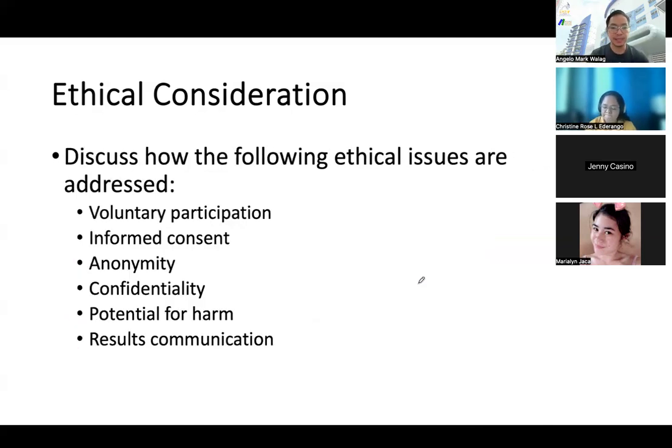Okay? So here are some things you can talk about. Voluntary participation, informed consent if they're adults. If they are minors, we call it assent form. Okay? Assent form. And then the principles of anonymity, confidentiality, potential for harm, and how will the results be communicated.